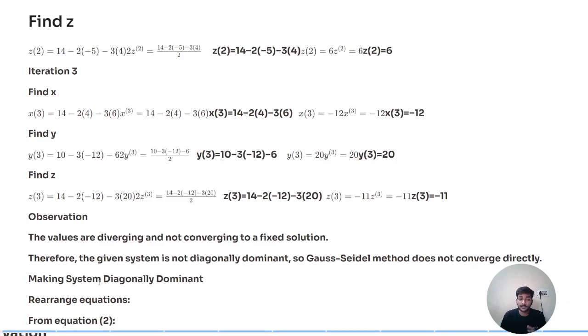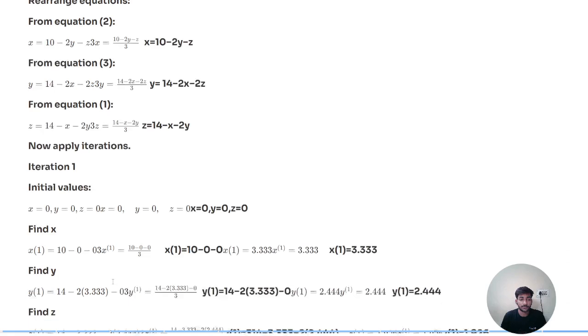And now this method will not be applicable. Then we will again rearrange the equations. Rearrange the equation from the equation. Now we will rearrange like this.